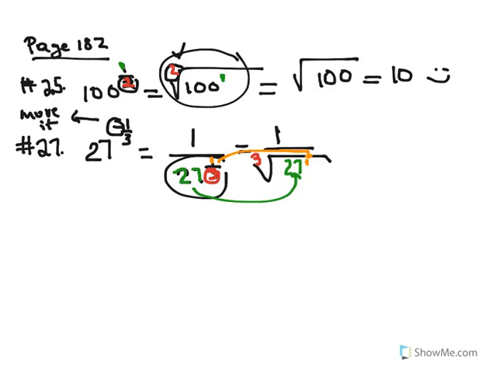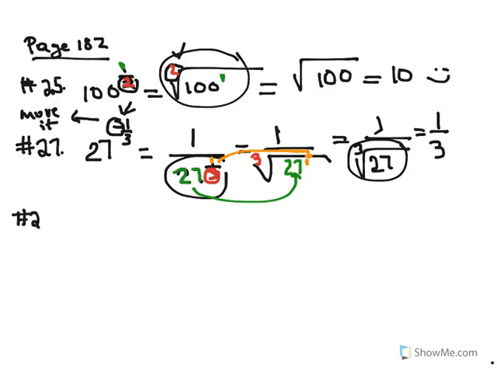So now what I have is 1 divided by the cube root of 27, and the cube root of 27 we all know is 3. So the answer to this problem is 1/3. Remember that this negative sign was moving the expression to the denominator. Okay, problem number 29. In number 29, I have negative a to the 1/3.